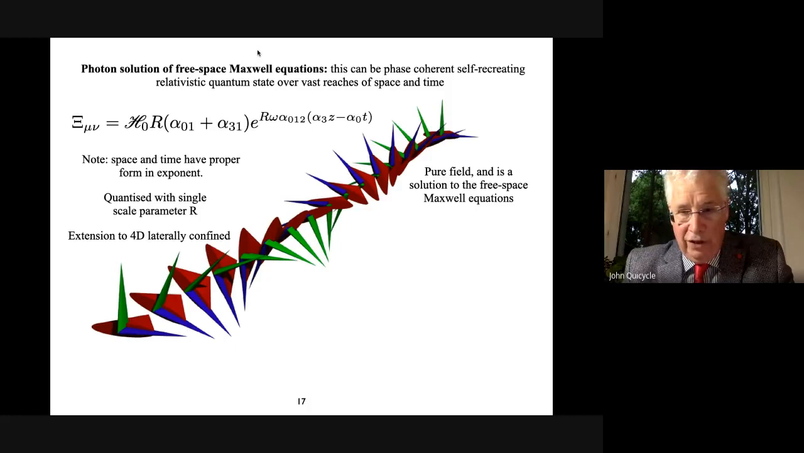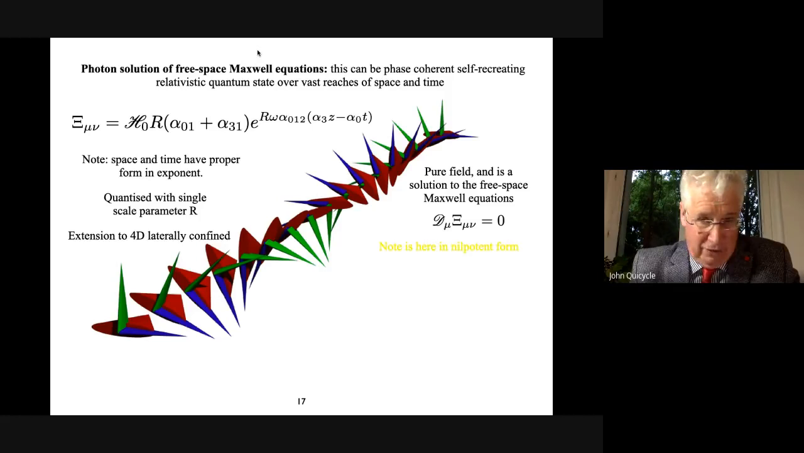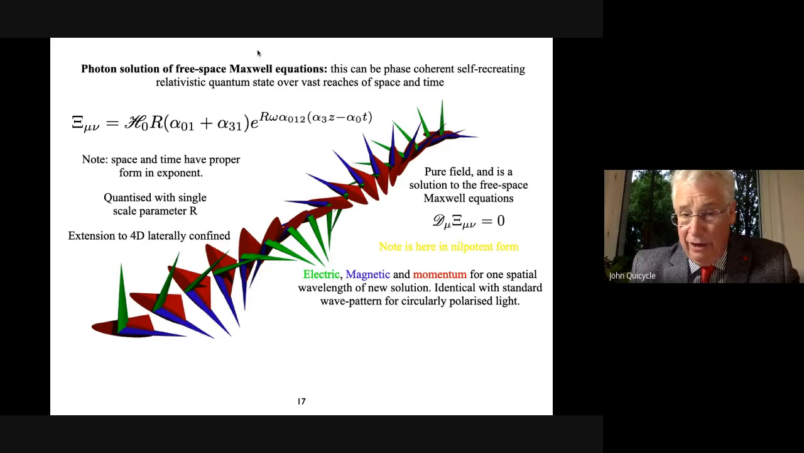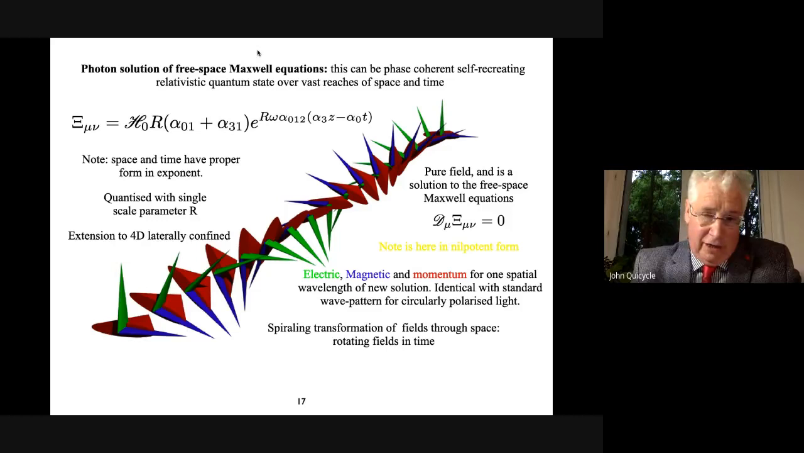Better than works. If you extend it to 4D, it gets some lateral confinement as well. That gives you another reason why the thing roughly goes in straight lines. This is a pure field solution to Maxwell's equation, written not purely in a nilpotent form, because there are different forms here, but nonetheless it's a nilpotent equation. The diagram here: green is electric, blue is magnetic, and red is the Poynting vector E cross B, the momentum density vector. So you get spiraling fields going through space. If you look in space, you see a sort of flying corkscrew, which moves forward.